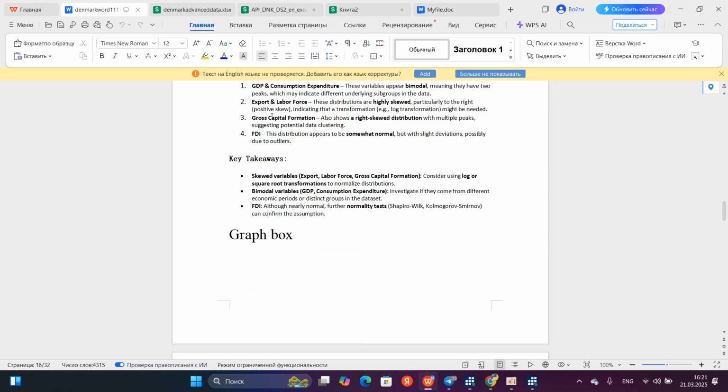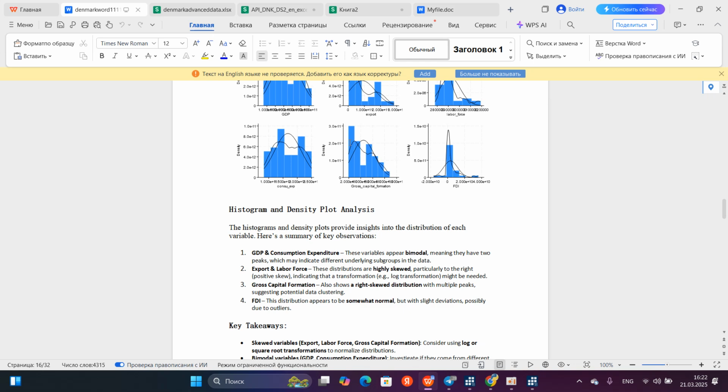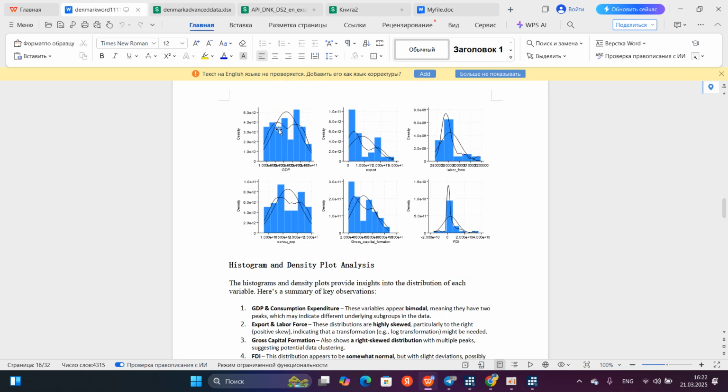Let's move to the observations. GDP and consumption expenditure. These variables appear bimodal, meaning they have two peaks, which may indicate different underlying subgroups in the data. GDP and consumption expenditure. Actually, here our GDP histogram is bimodal, as is consumption expenditure, like that. Here you can see two peaks.